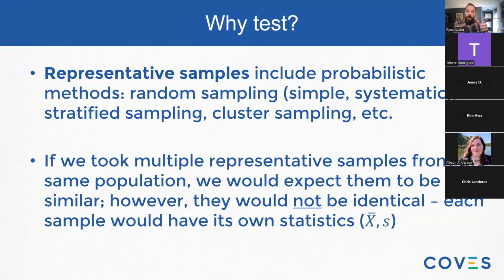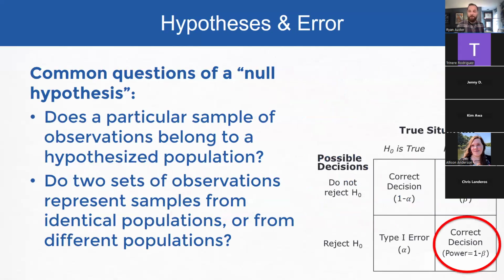And that is exactly where inferential testing comes into play, because we can then put forth hypotheses, test them, and evaluate them against certain criteria known as type 1 and type 2 error. So, common questions of a null hypothesis are, does a particular sample of observations belong to a hypothesized population? In other words, does this small sample I have match the larger thing as a whole? Now, often in order to test that, you need to know the parameters of the larger thing as a whole. You need to know the true values of the population you're interested in.